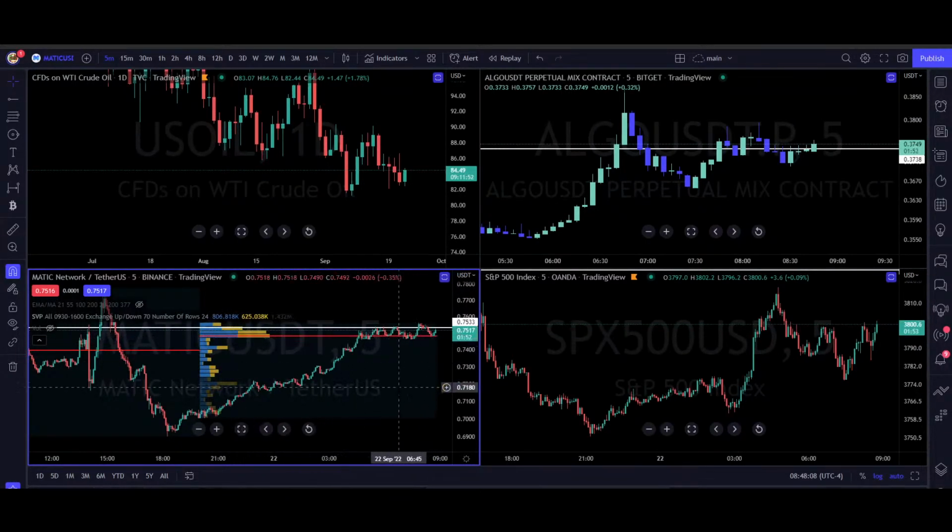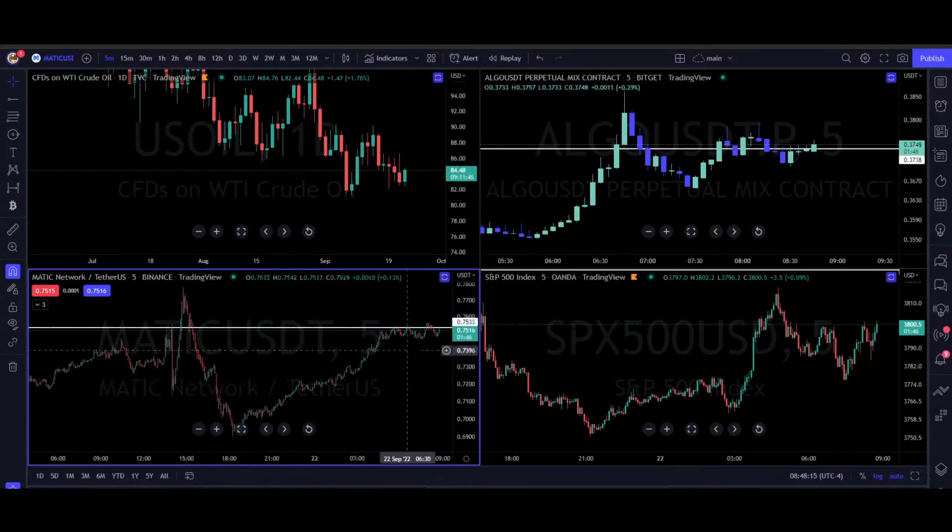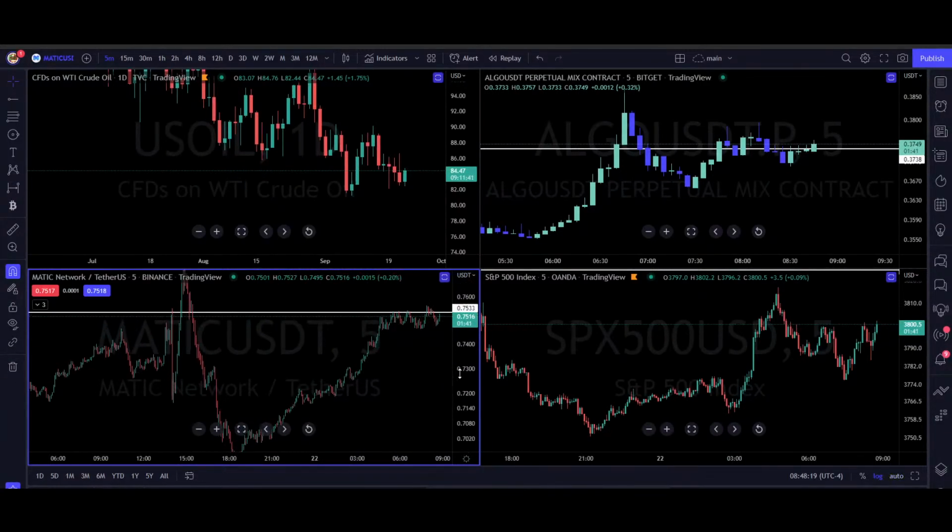The bids are stronger here. People are buying this thing. It never ceases to amaze me. People are literally buying this thing into resistance.